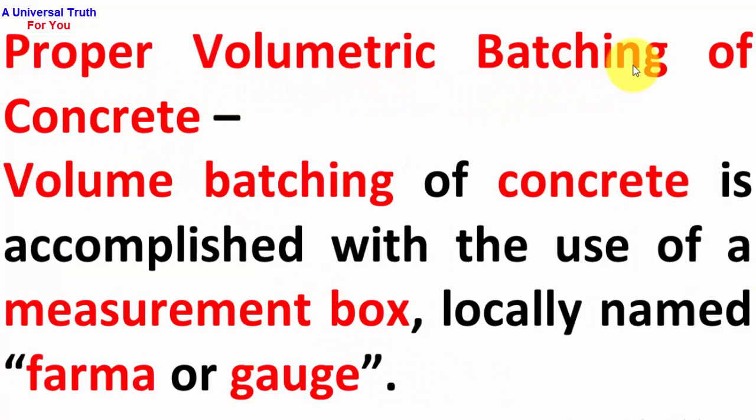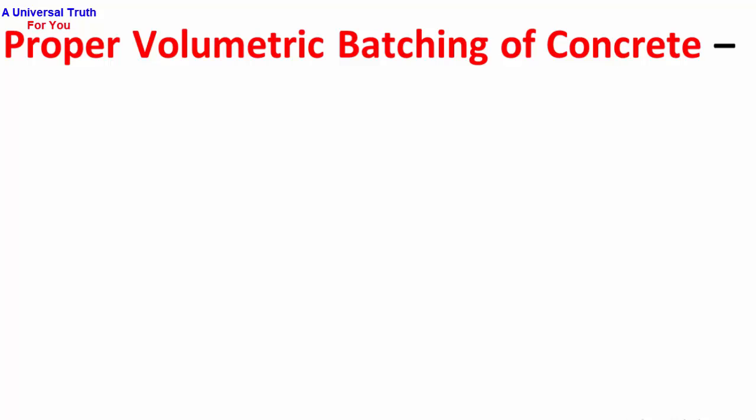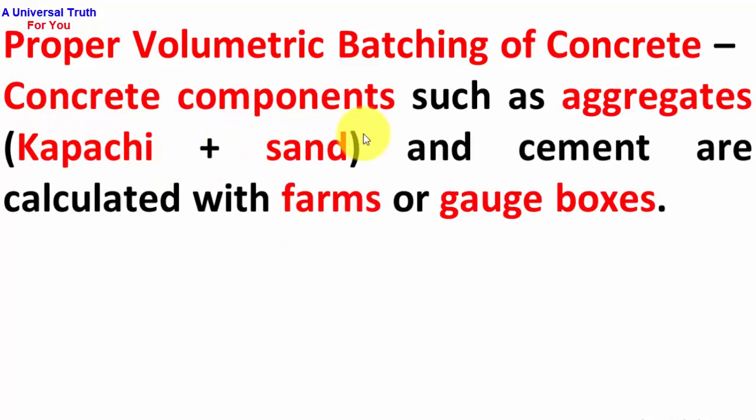Proper volumetric batching of concrete. Volume batching of concrete is accomplished with the use of a measurement box locally named farma or gauge box. Concrete components such as aggregates, kapchi plus sand, and cement are calculated with farmas or gauge boxes.